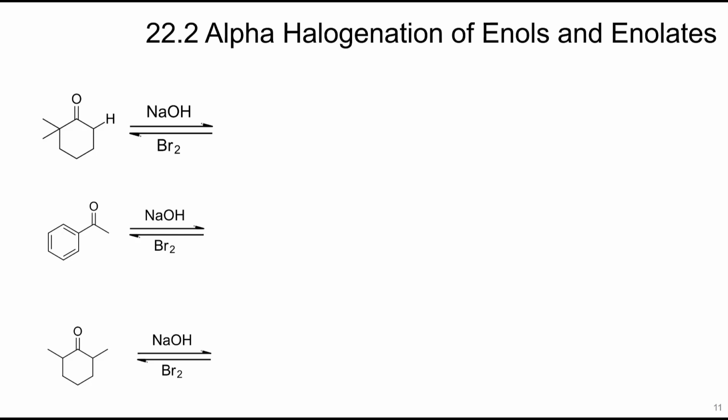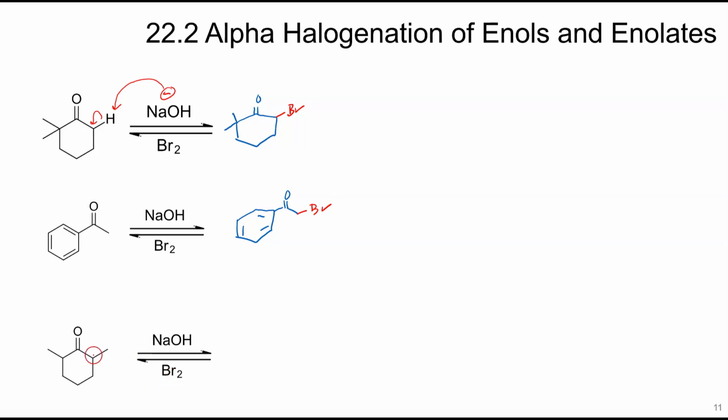We can also do alpha halogenation under basic conditions. Previously we saw it under acidic conditions. You had catalytic acid plus Br2. Here we're doing it under basic conditions. The product is the same.